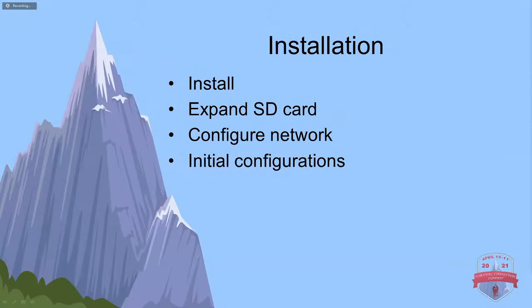So there are 4 basic steps in the installation of FPP. The actual installation of the software onto the SD card, then you expand the SD card, then you'll configure your network settings, and then you'll configure some initial settings such as your timekeeping method.